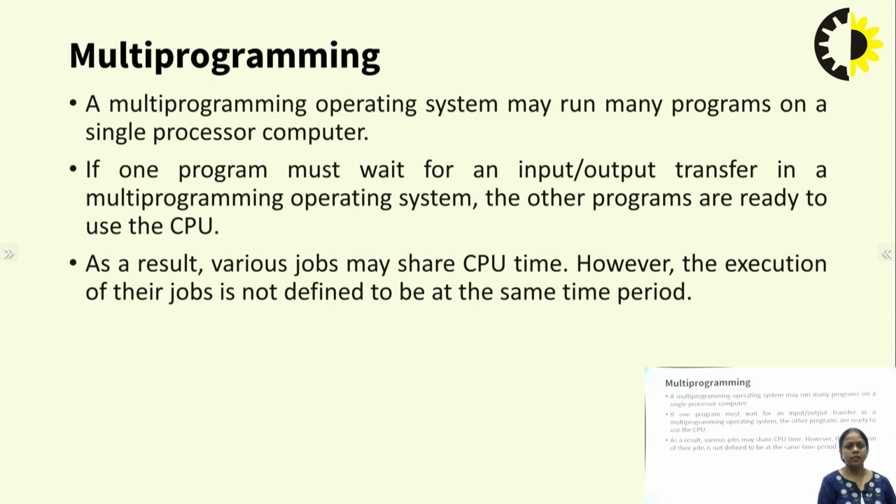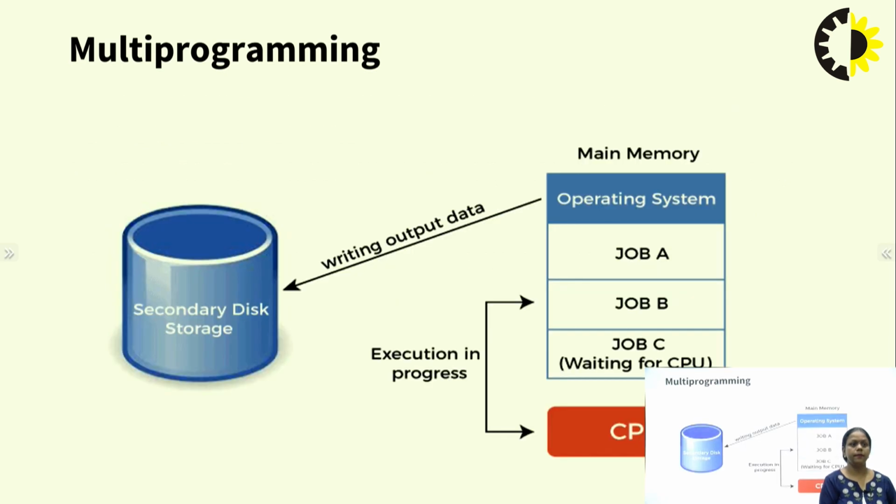Okay. So, what is the meaning of multi-programming? Multi-programming means we have more than one process in the computer memory. Then when we have more than one process in the computer memory, these processes will share the time of the operating system or of the CPU time. It will share the CPU time. So you can see this diagram.